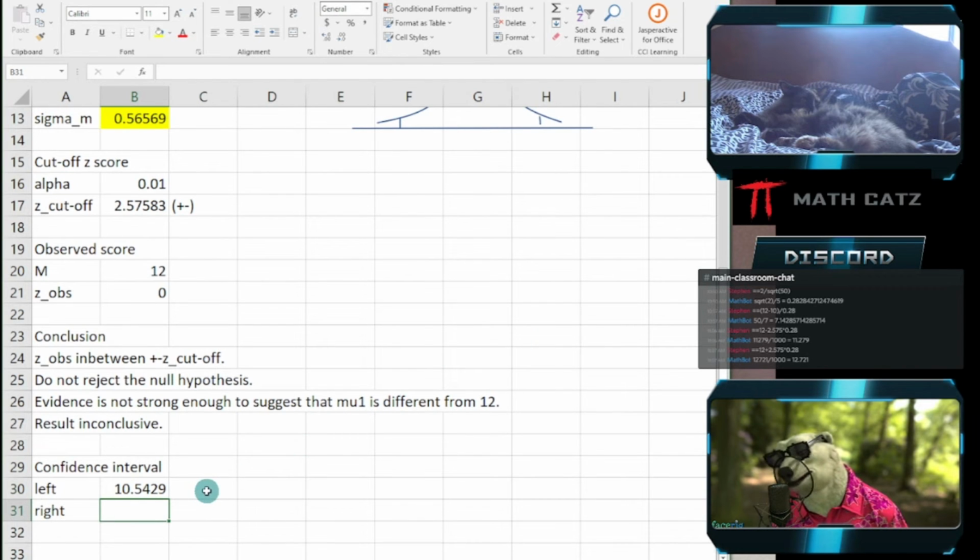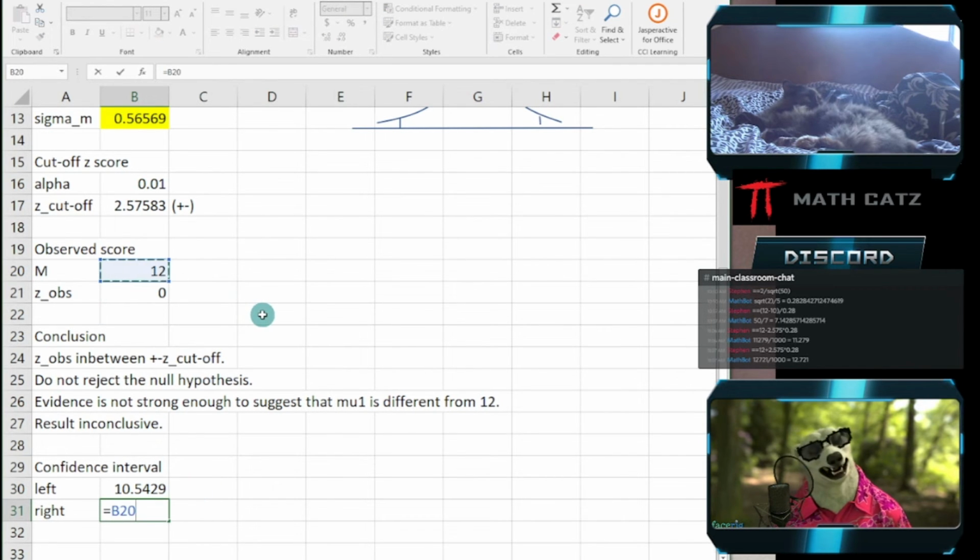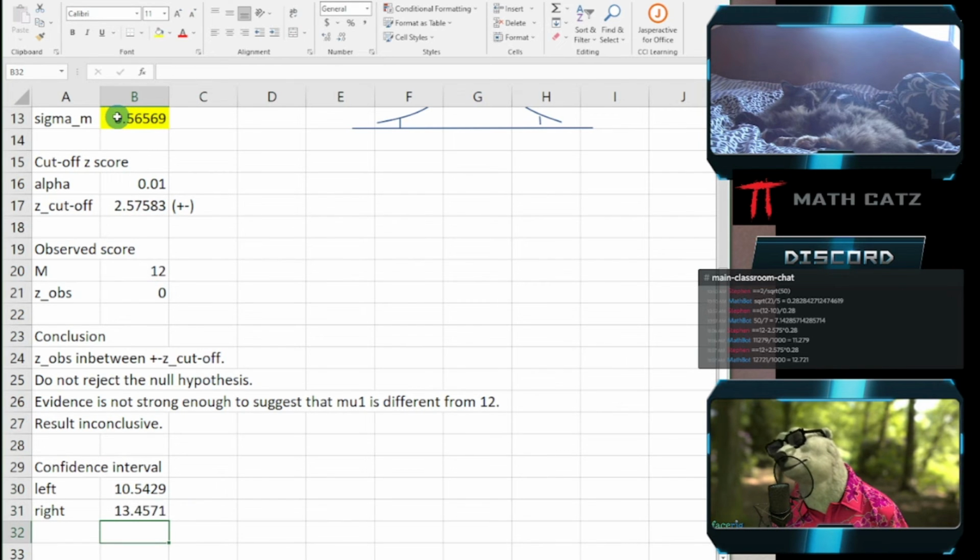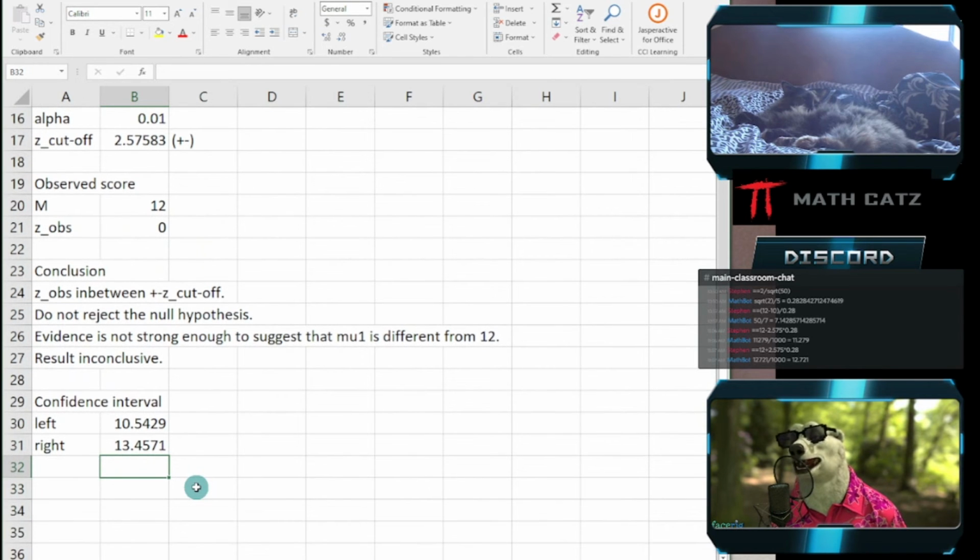For the right side of the interval, I'll do it manually. We'll take the mean and add this many standard deviation steps from the mean. So that will be our interval, where we are 99% confident that the true population mean is in that interval.